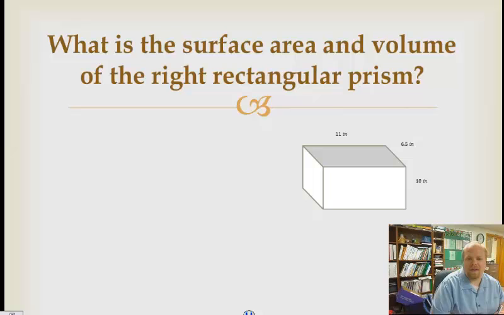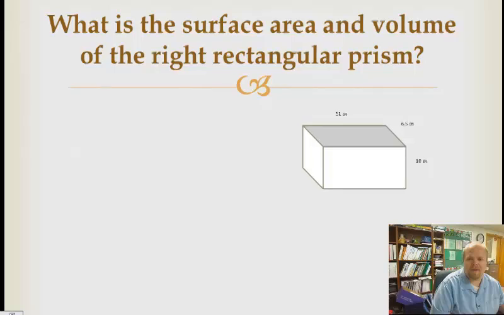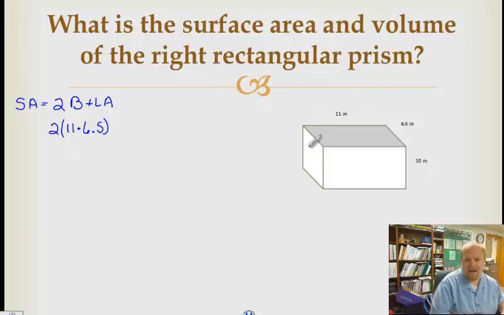What we're working with is this problem right here, and it's talking about surface area and volume. It wants to find the surface area and volume of this rectangular prism. I'm going to start with what would be the hardest thing first, and for me that is surface area because it involves quite a bit of work. So surface area equals 2 times the area of the base, plus my lateral surface area. Well, my base here is a rectangle, so I'm going to go 11 times 6.5, because that is my base. If we look at this, the base is this gray shaded area.